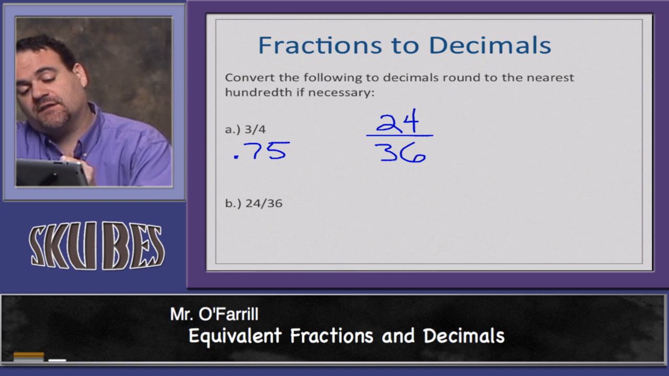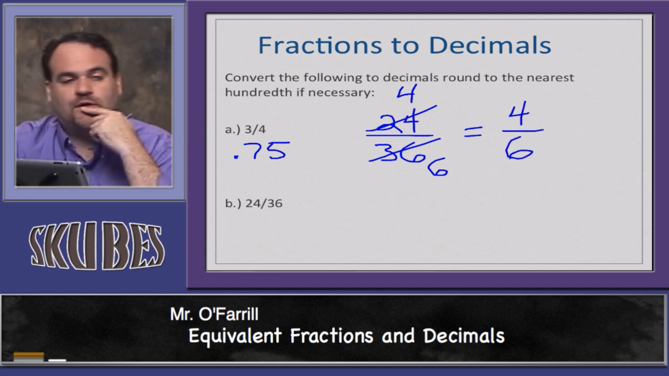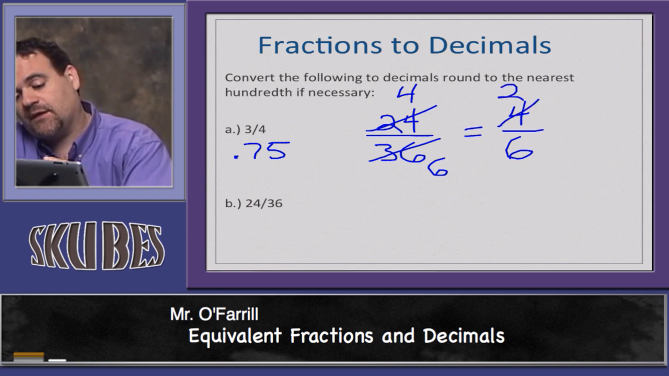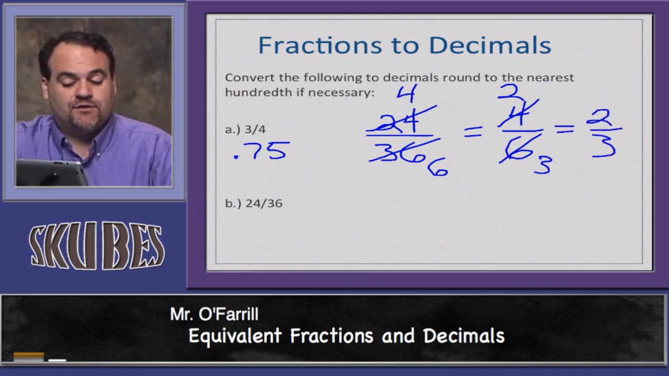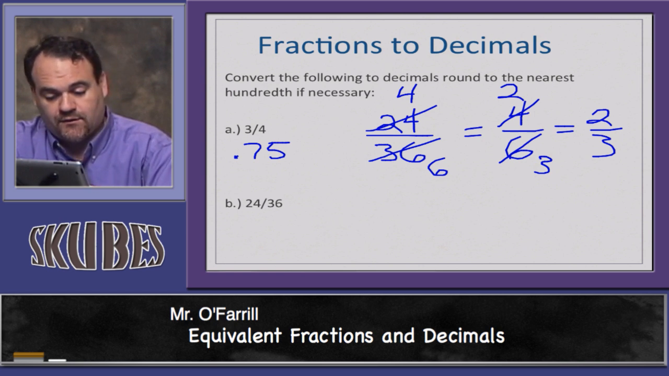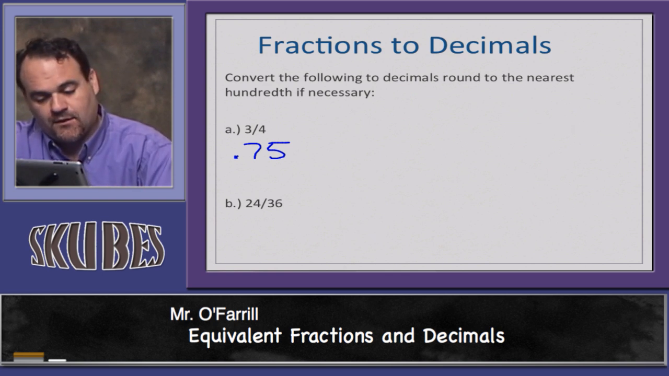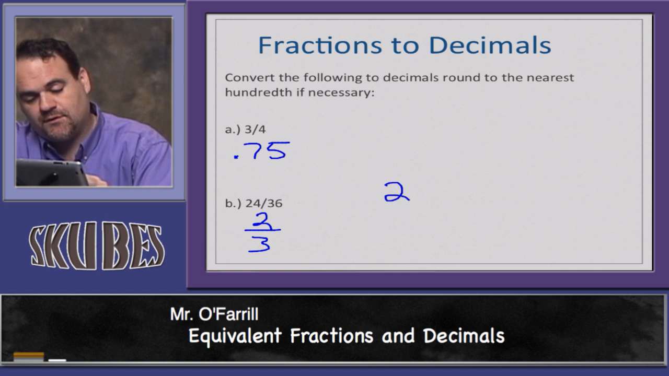Let's start with that. 6 times 4 is 24. 6 times 6 is 36. 4/6. Could we go any further? Yeah, 2 goes into both of them. 2 goes into 4 twice, and it goes into 6 3 times. What we're really looking at here is the fraction 2/3, which is 2 divided by 3.